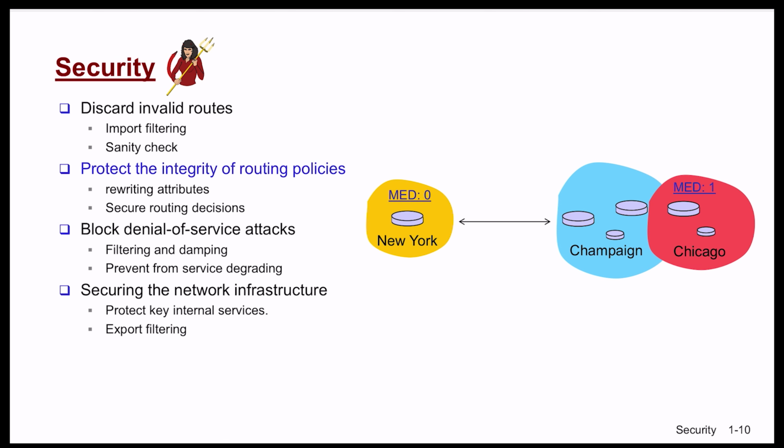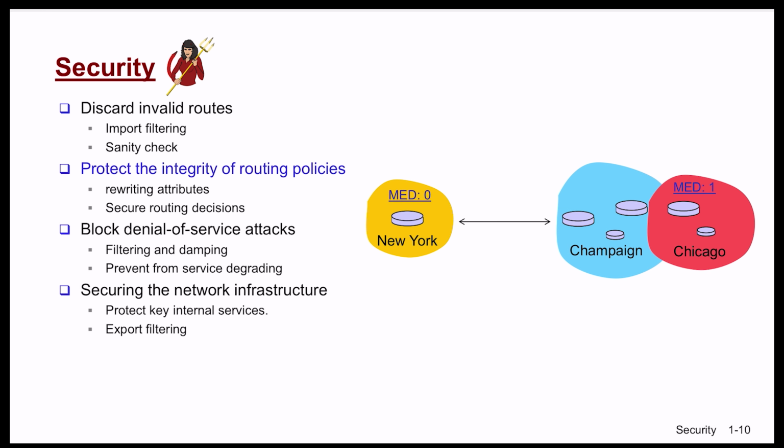First, discarding invalid routes is important. This can be done by the method of filtering. ISPs protect their customers from learning invalid routes by performing sanity checks to ensure updated contents are valid before propagating them internally. Invalid routes will be filtered. Second, ISPs need to protect the integrity of routing policies by rewriting attributes.